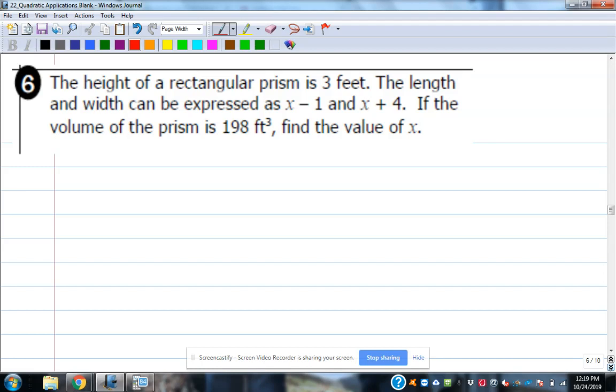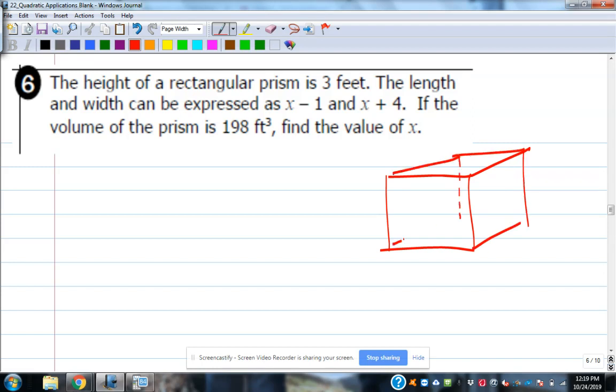This is not that bad. What's a rectangular prism? What's another name for it? A box. Okay, a rectangular prism is just a box. All right, so we got a rectangular prism. They tell us that the height of that rectangular prism is 3 feet, so that's how tall it is. The length and width can be expressed as x minus 1 and x plus 4.